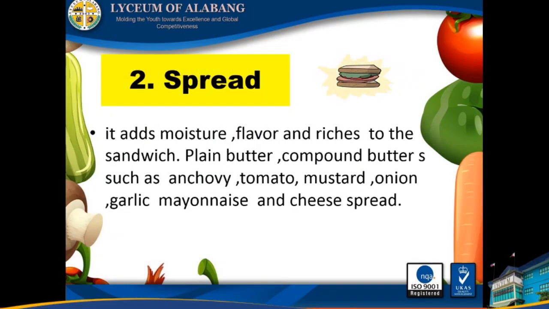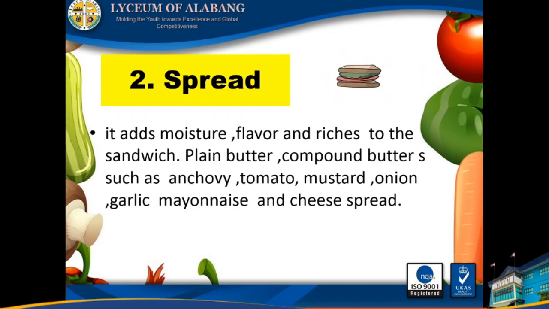It adds moisture, flavor, and richness to the sandwich. Examples are plain butter, compound butter such as anchovy, tomato, mustard, onion, garlic, mayonnaise, and cheese spread. A sandwich spread is a spreadable condiment used in sandwiches in addition to more solid ingredients. The main function of the spread is to hold the fillings and the bread together.